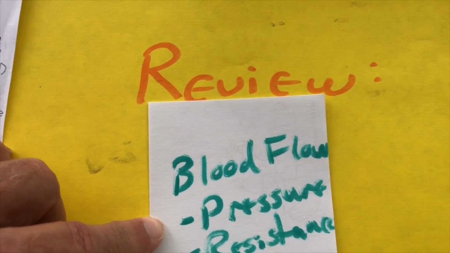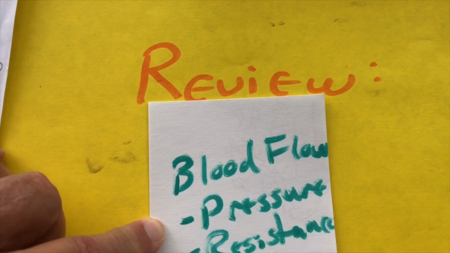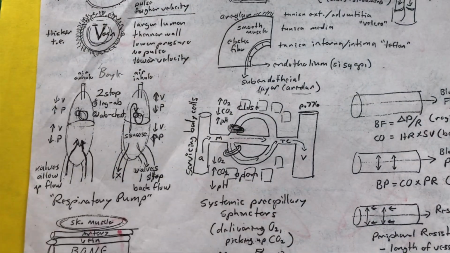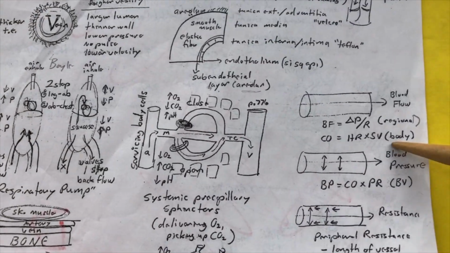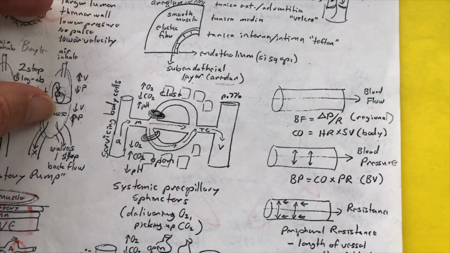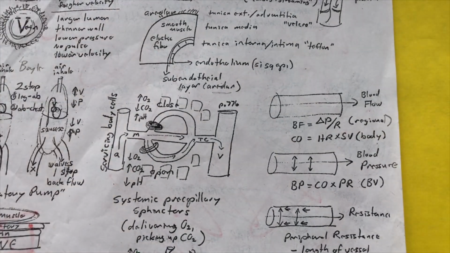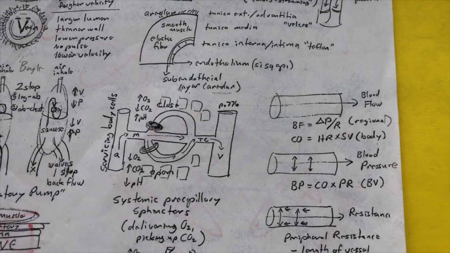Okay, a quick review of blood flow, blood pressure, and blood resistance. On the graffiti page, here in the corner, here's a quick way of analyzing blood flow, pressure, and resistance.